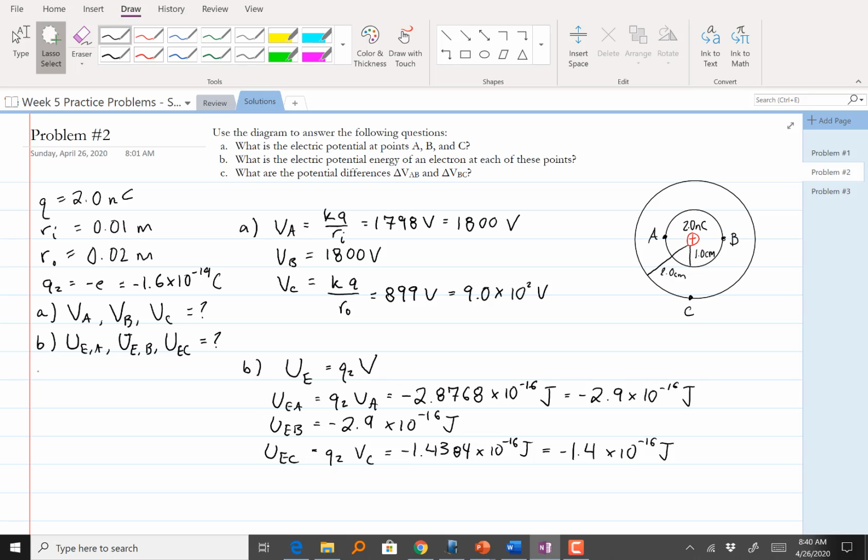All right, and then last, I'm looking for the potential differences between the points A and B, and then points B and C.